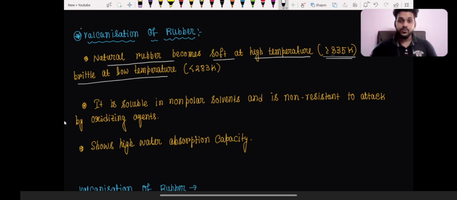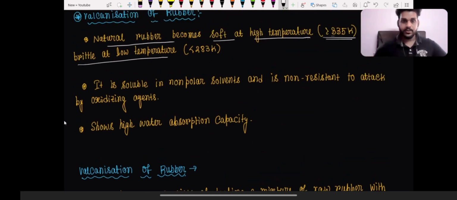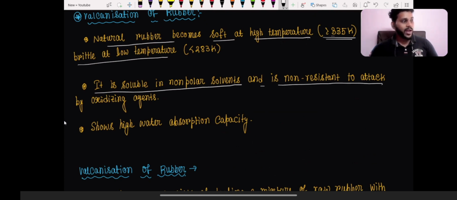So guys, we can't really use it to make any hard substances or anything like that, right? The second problem with the rubber, I guess it is not really visible, right? Now it is. It is soluble in a non-polar solvent and is non-resistant to attack by oxidizing agents.